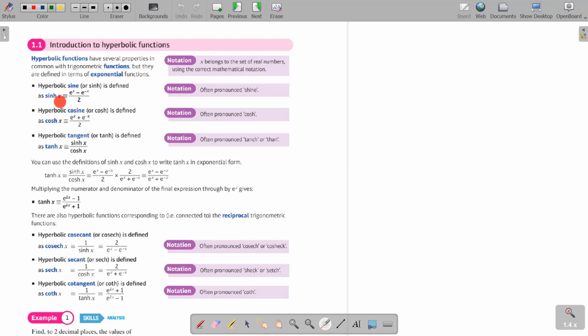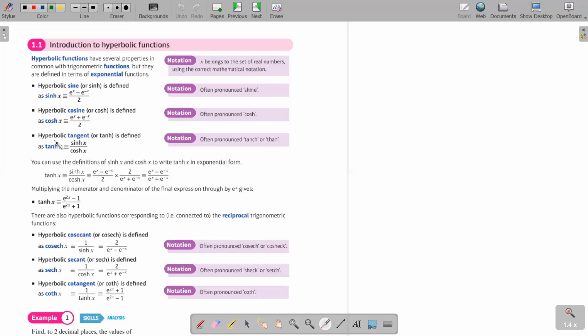So basically, sinh x is e to the power x minus e to the power minus x, whole thing divided by 2. And then the next one, hyperbolic cosine, often pronounced as "cosh". So cosh x is equal to e to the power x plus e to the power minus x, the whole thing divided by 2.